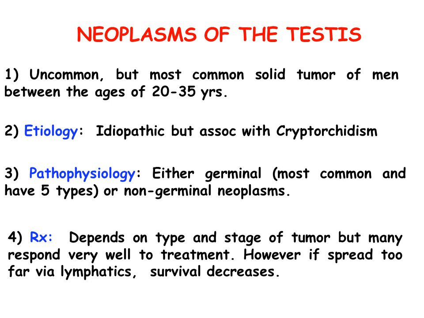Anyway, because of the different types of cells within the testes, they can be either germinal, which are the most common, and there are 5 different types of those, which we're not going to go into, or non-germinal neoplasms. Treatment is going to depend on the type and staging, of course, of the tumor. However, if you've got to get a tumor at that age, this is the one you want because it responds really well to treatment. However, if it has spread, and it will do so through the lymphatics, the survival does decrease.